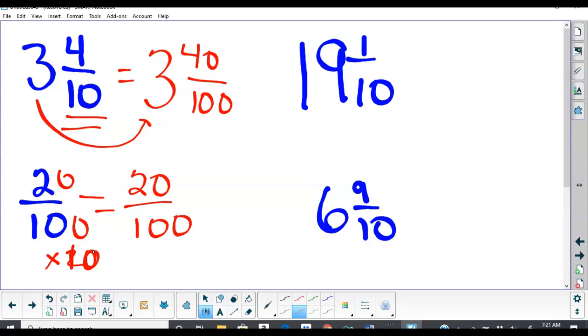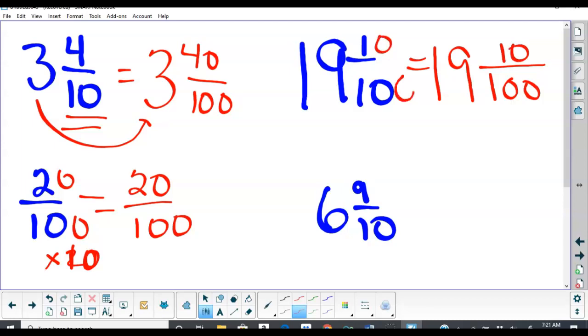All right, 19 and 1/10. 19 and, let's see, in order to get hundredths, I multiply by 10. So that would be 100. And that would be 10. 19 and 10 hundredths. So I'm just adding a place value there. 6 and 9/10. 6 and 90 hundredths.